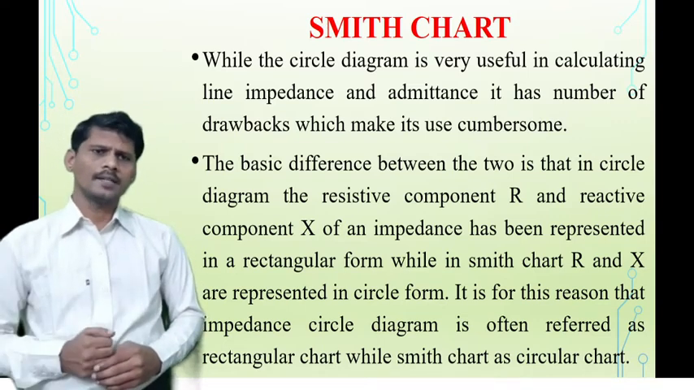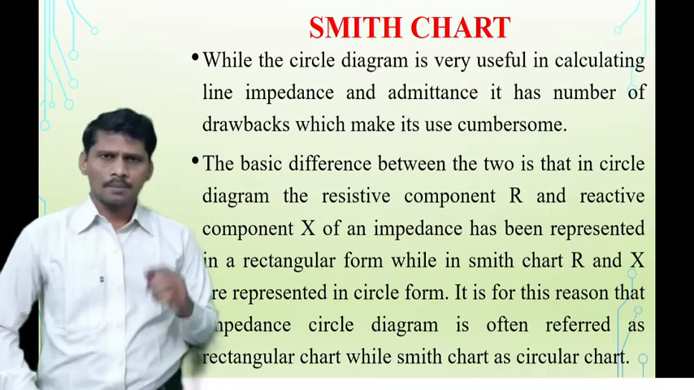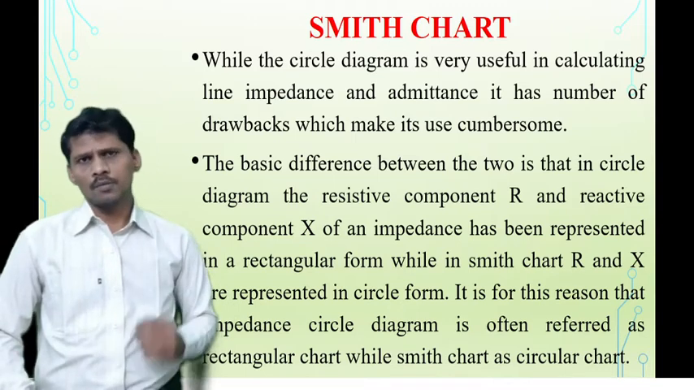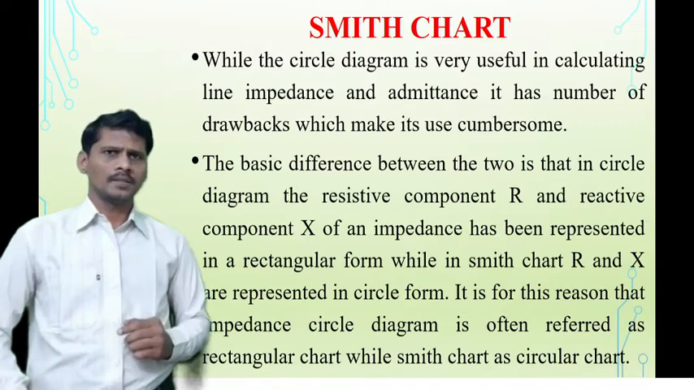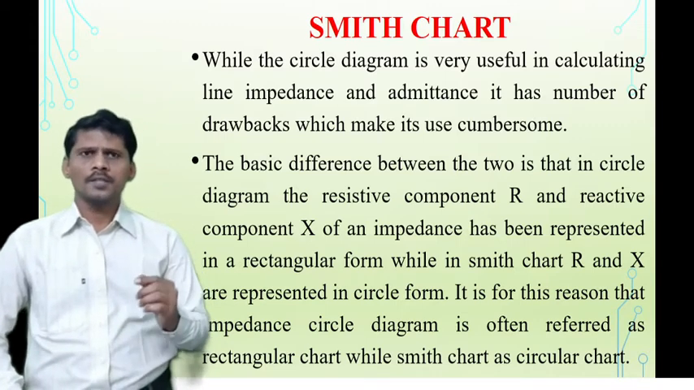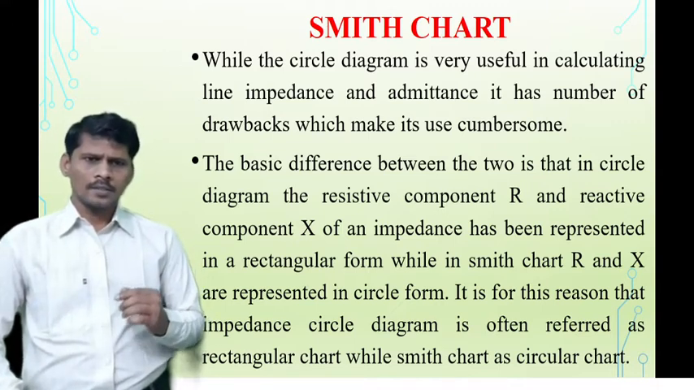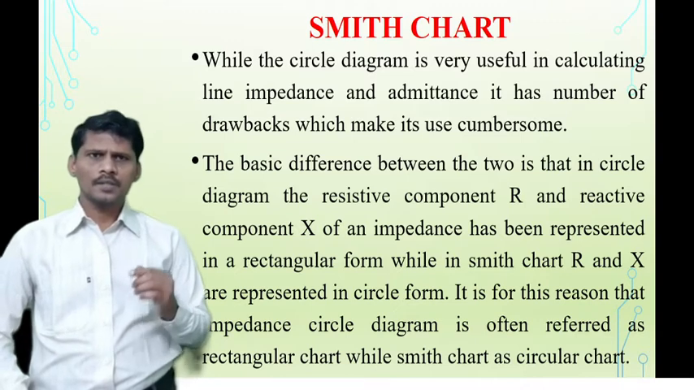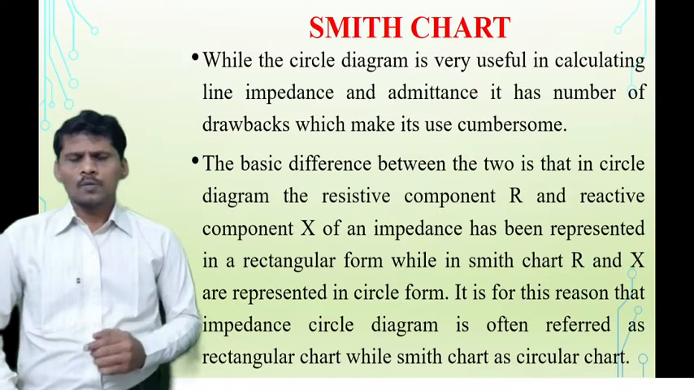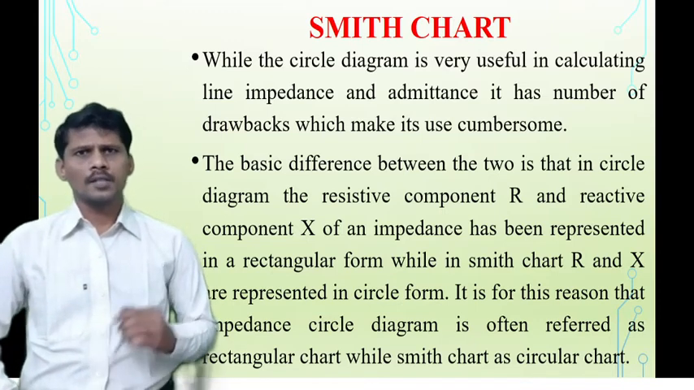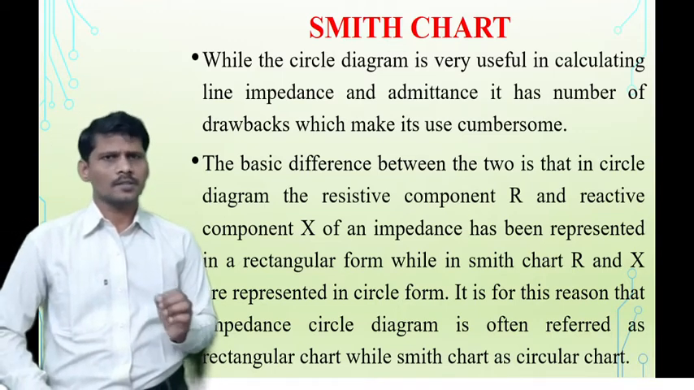In the circle diagram, the resistive component R and the reactive component of the impedance are represented in the form of a rectangular chart, whereas in the Smith chart, the resistive and reactive components of the impedance are represented in the form of a circular chart. So it is for this reason that the impedance circle diagram is often referred to as a rectangular chart, while the Smith chart is a circular chart. So there is a difference between the impedance circle diagram and the Smith chart.